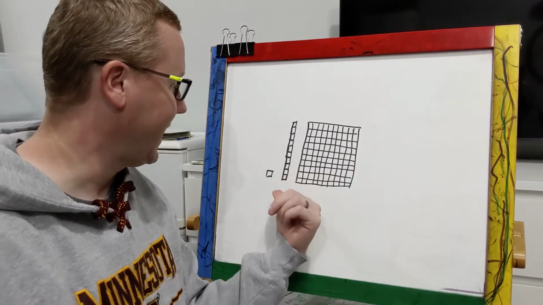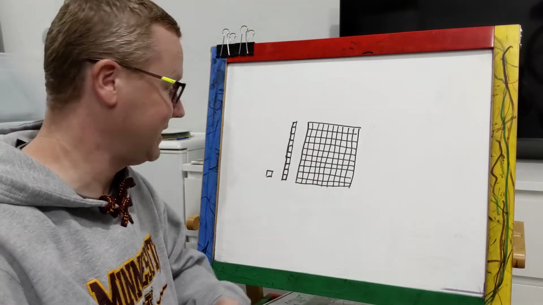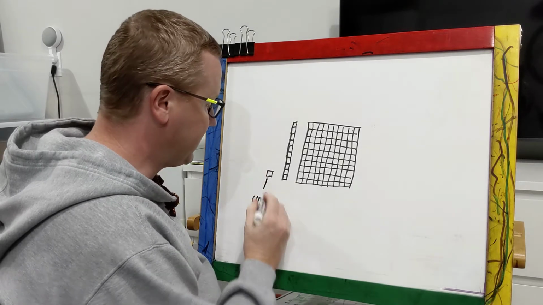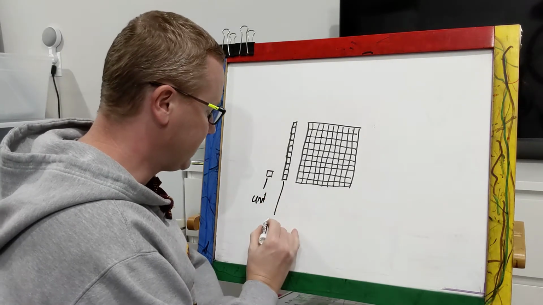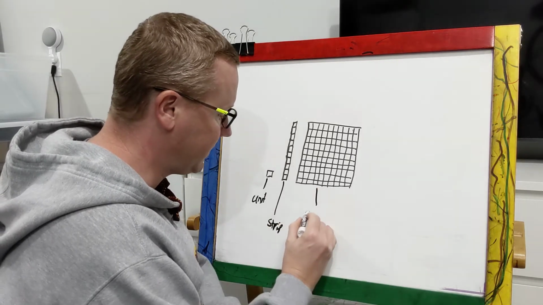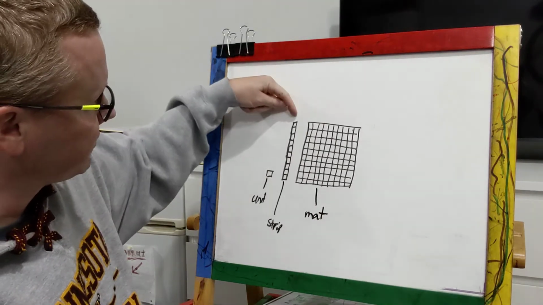Today we're going to be looking at what looks like base 10 figures, and we're going to give them a specific name again. So this one is a unit. It just means one little square. This one is going to be called a strip, S-T-R-I-P, and this one is going to be called a mat. So we have a unit, a strip, and a mat.